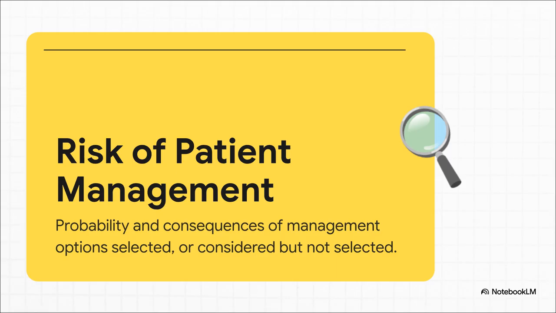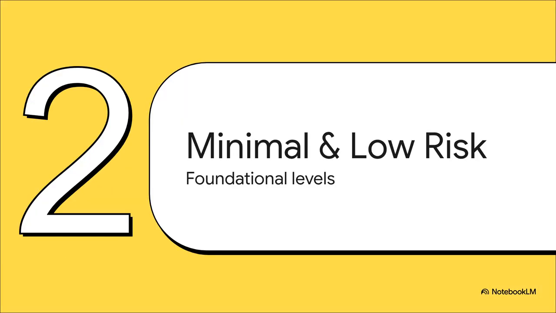Element 3 is really all about assessing the probability and the severity of the consequences of our management decisions. And here's a fantastic little detail. It actually includes options considered but not selected. Think about it. If a provider discusses admitting a patient to the hospital, but after shared decision-making with the family, they decide on outpatient palliative care instead, that high-risk consideration still absolutely counts toward your risk level. Moving right along to Section 2, minimal and low risk.